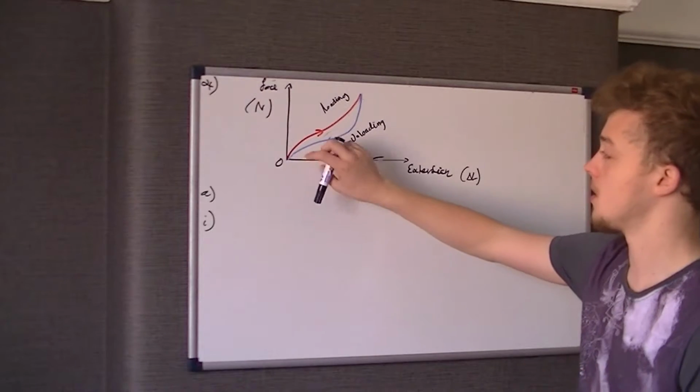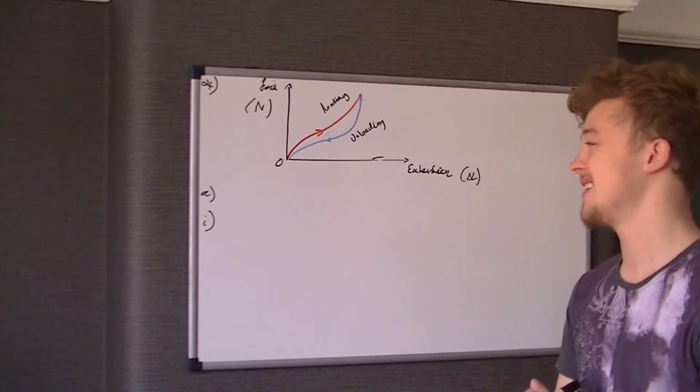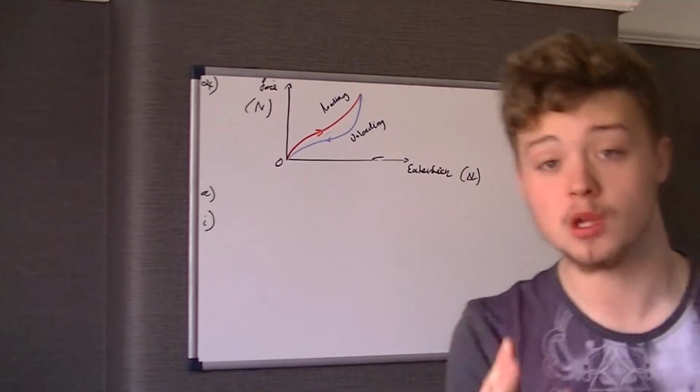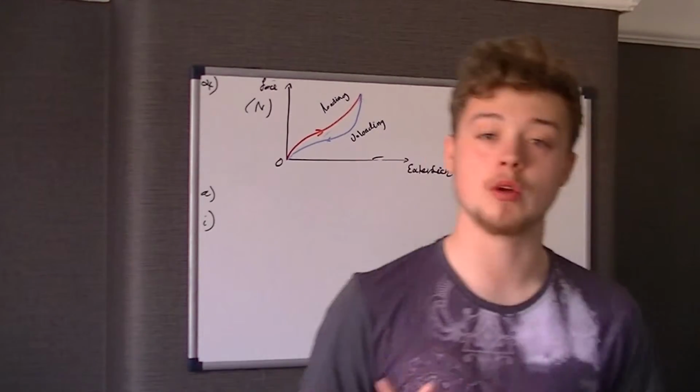Okay, so the red is obviously mentioned as the loading curve, and the blue, which goes back to the same point, is known as the unloading curve. Now on the graph, they put increasing force and decreasing force. Now I think that's purely there just to confuse you.